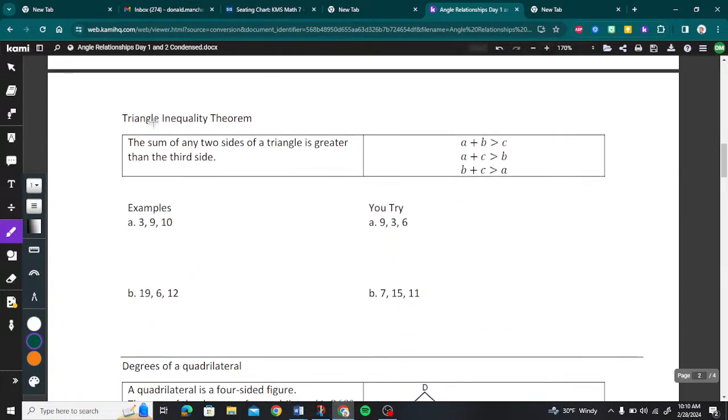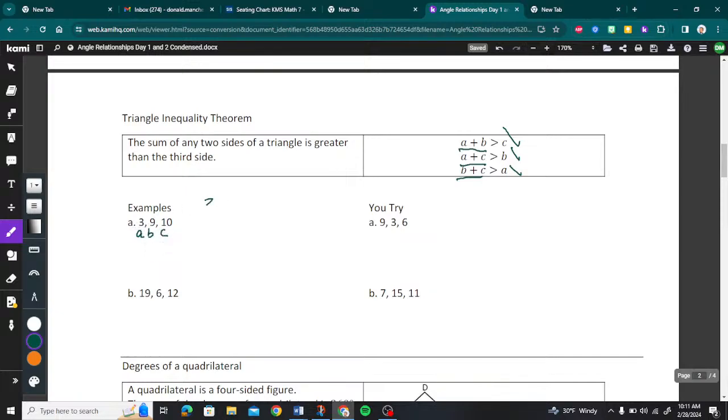Triangle inequality theorem. The sum of any two sides of a triangle is greater than the third side. So if we look, side A and B, you'd add them together. If it's greater than C, that's good. Side A and C, you add them together. If it's greater than the third side, that's good. Then B plus C, if it's greater than the third side, that's good. So it might help to label A, B, and C.